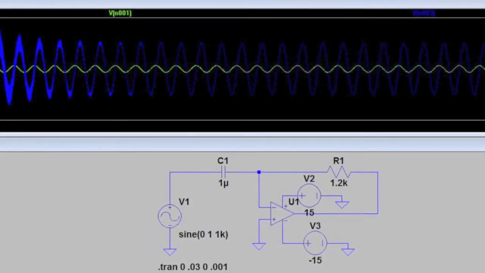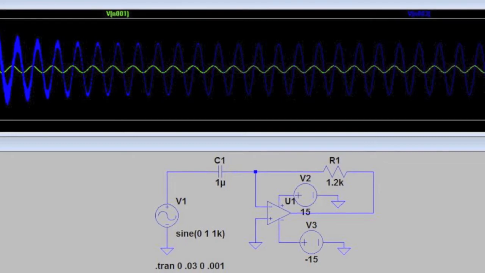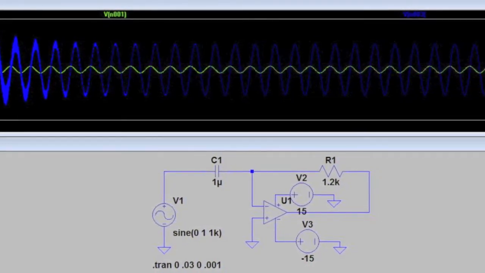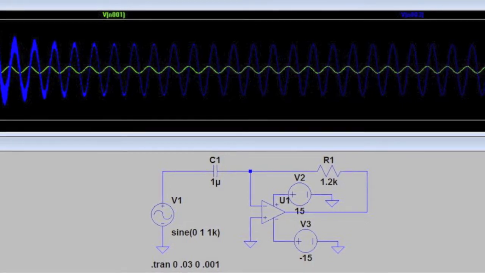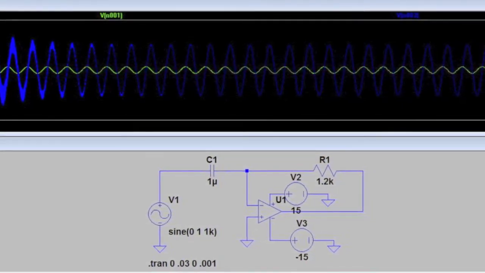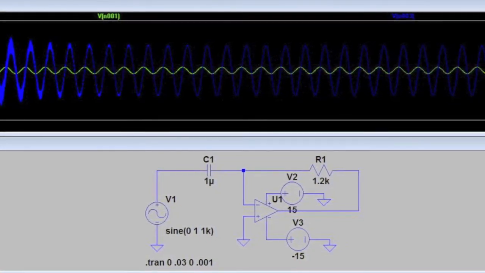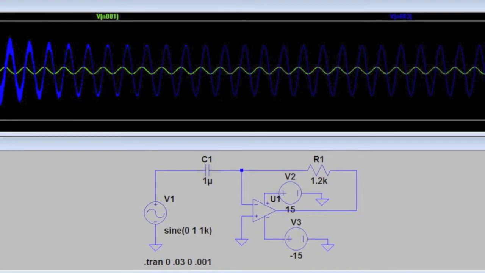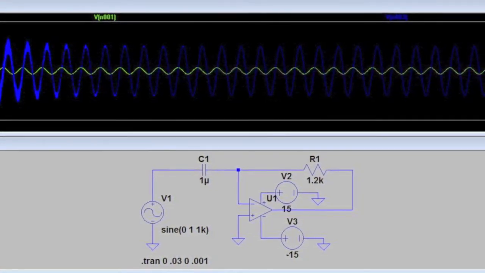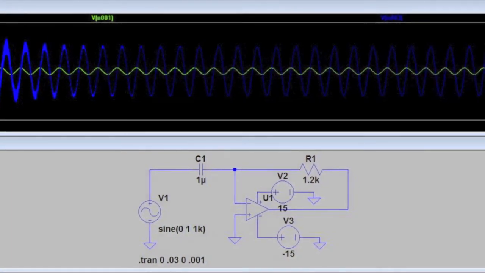Here's our LT Spice simulation where our alternating current goes into a 1 microfarad capacitor, which then branches into a 1.2K ohm resistor and meets up with the output of our op amp. The other branch goes into the inverting input and the non-inverting input is attached to ground. The graph shows our Vout, which is a sine wave. The reason the beginning of the sine wave is so thick is because the capacitor is building up.